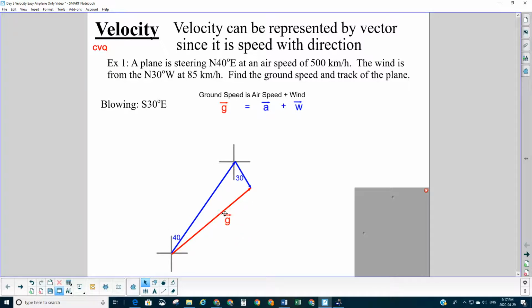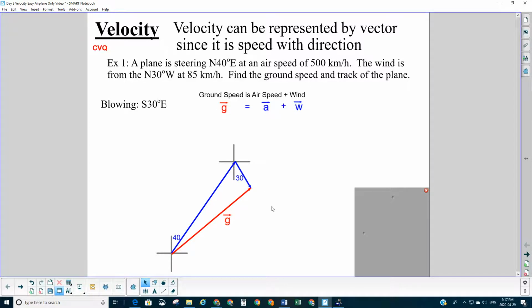Now, if you look in this particular example, you'll probably notice that this red vector is slightly smaller than the blue vector. So if I had to predict, this blue vector is 500, I'm going to predict that the ground speed is a little bit slower. And the reason is it looks like the plane is actually traveling into the wind. So the wind is pushing against it a little bit, but not completely against it. So it's not like we can just take 500 minus 85 to get the result.